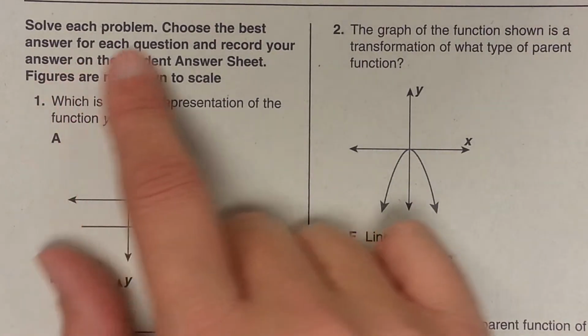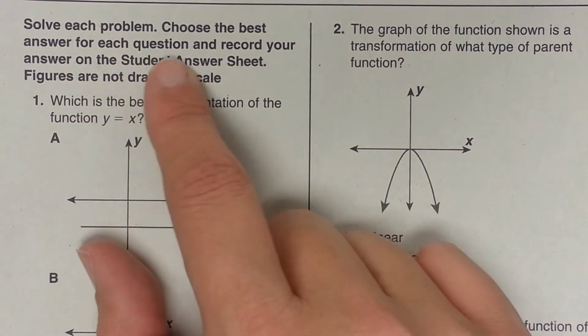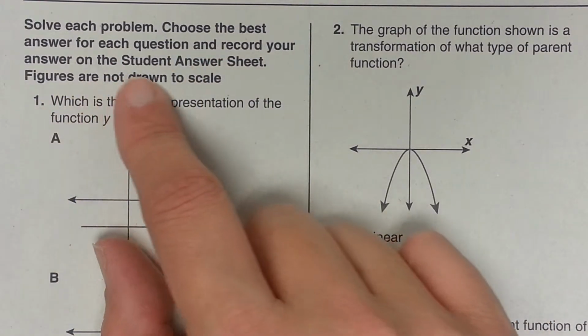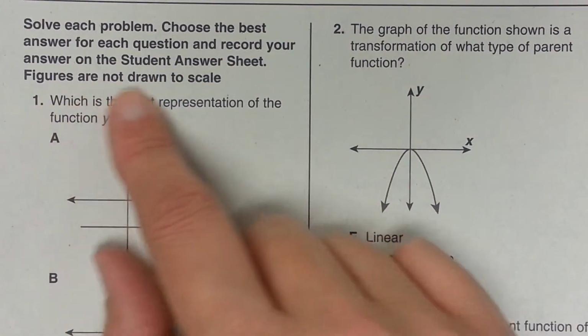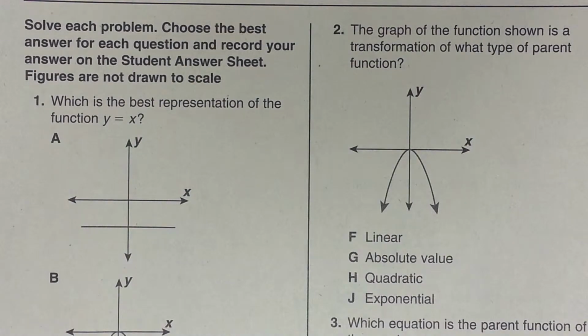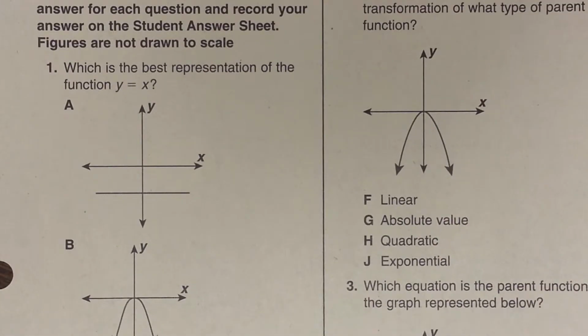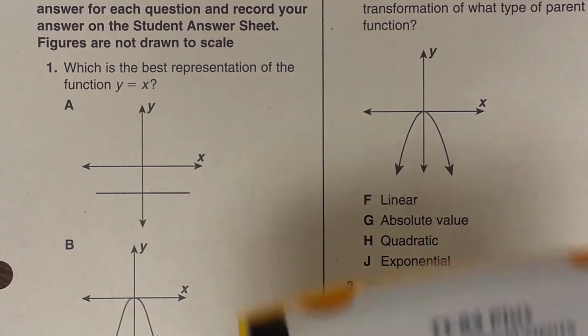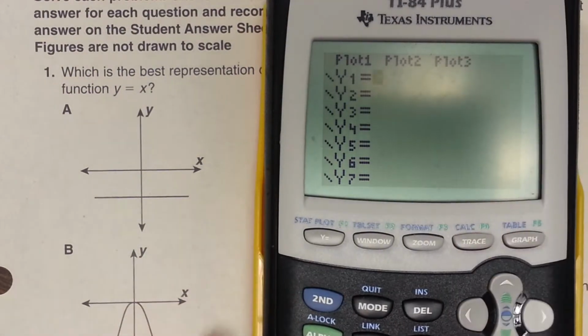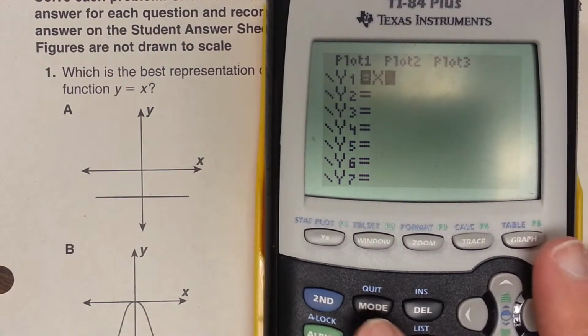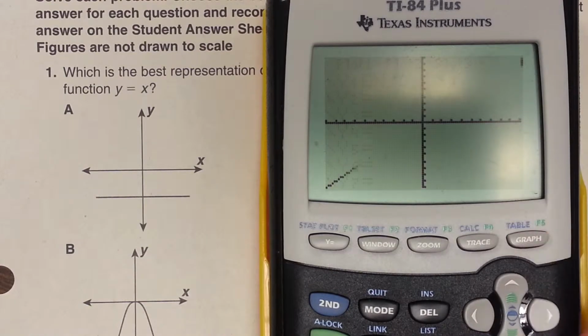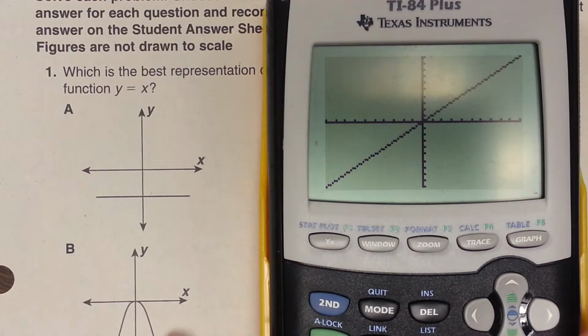It wants us to solve each problem, choose the best answer for each question, and record your answer on the student answer sheet. Figures are not drawn to scale. Which is the best representation of the function y equals x? So in our calculator, we could press in y equals x, and hit graph. It would show us what the best one looks like.